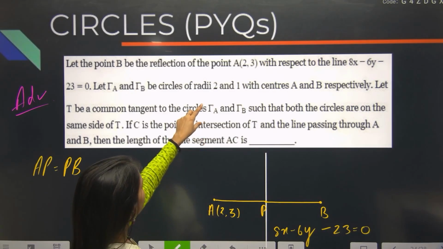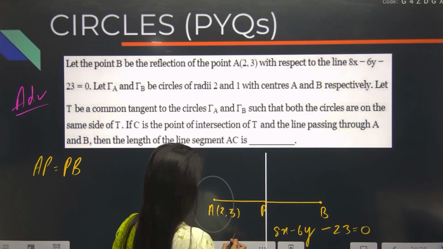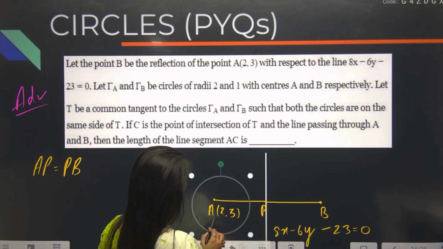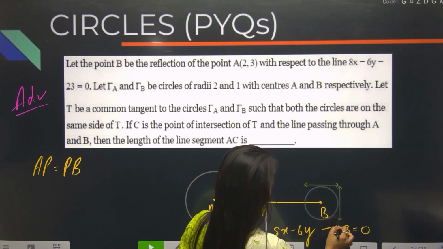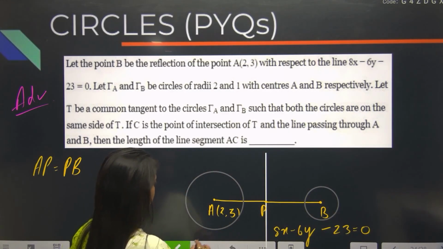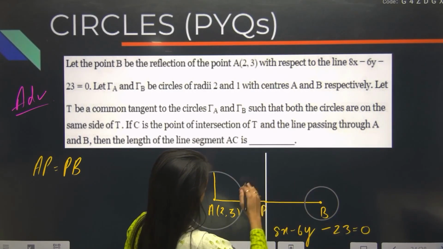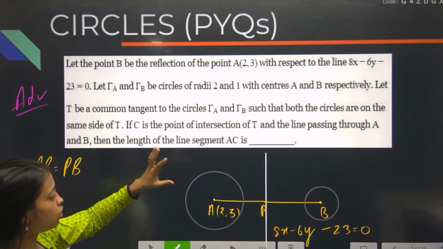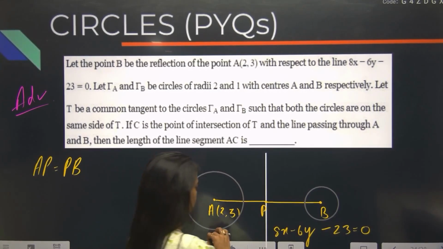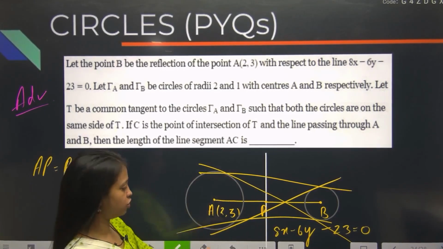What else? We have two circles with centers A and B with radius 2 and 1. So one circle over here with radius 2, another circle over here with radius 1. Let T be the common tangent to the circles. Now there are many common tangents. You see, this is a common tangent, this is a common tangent, these two are common tangents. There are 4 common tangents possible here.